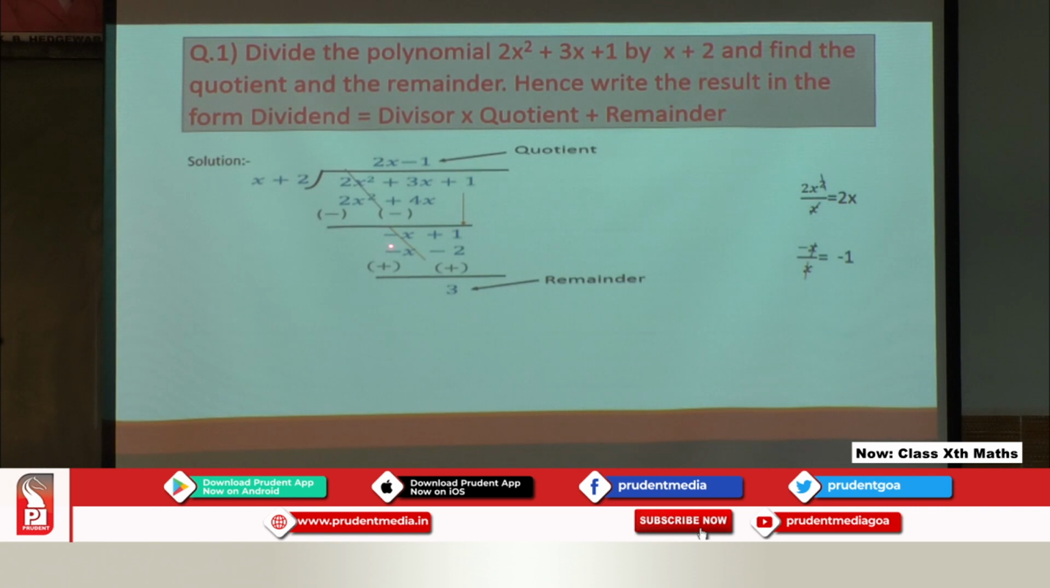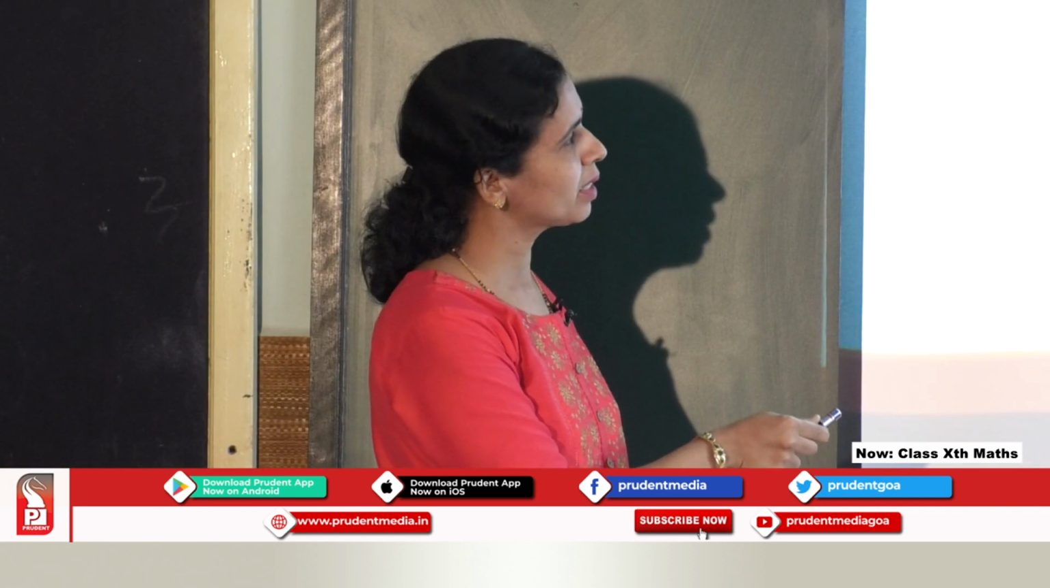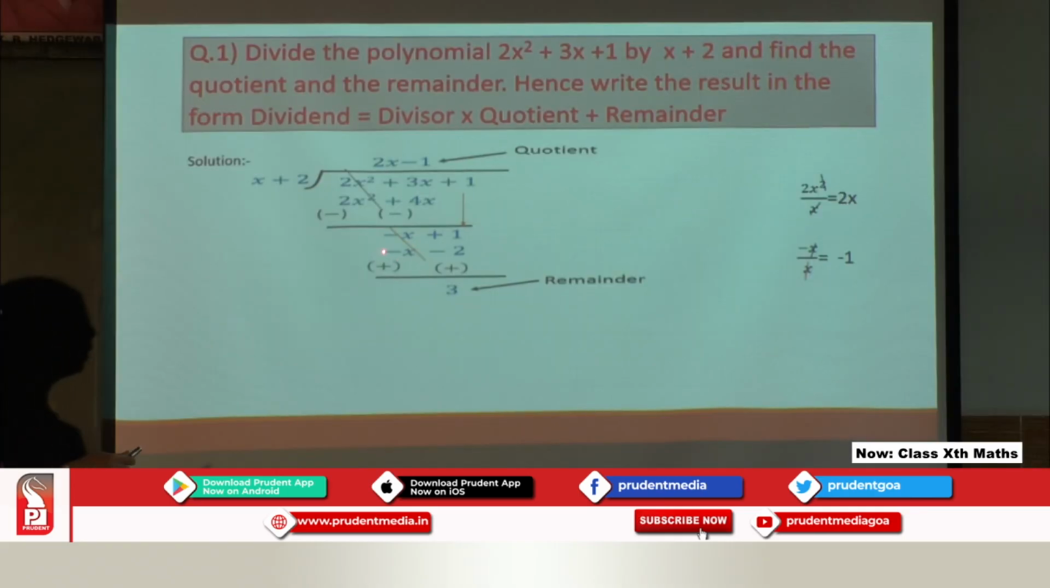Now here again the first term of the dividend is minus x. So again we should divide the first term of the dividend by the first term of the divisor. Here, rough work I did on the side, see minus x, that is the first term of the dividend, divided by the first term of the divisor, that is x, cancel x and x, we got here minus 1, and this minus 1 is the second term of the quotient now.